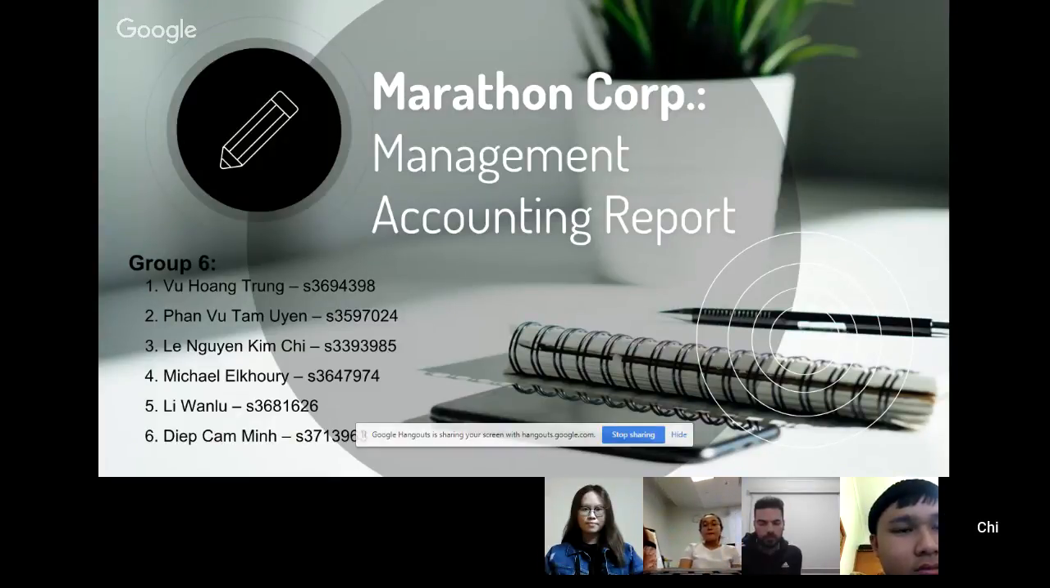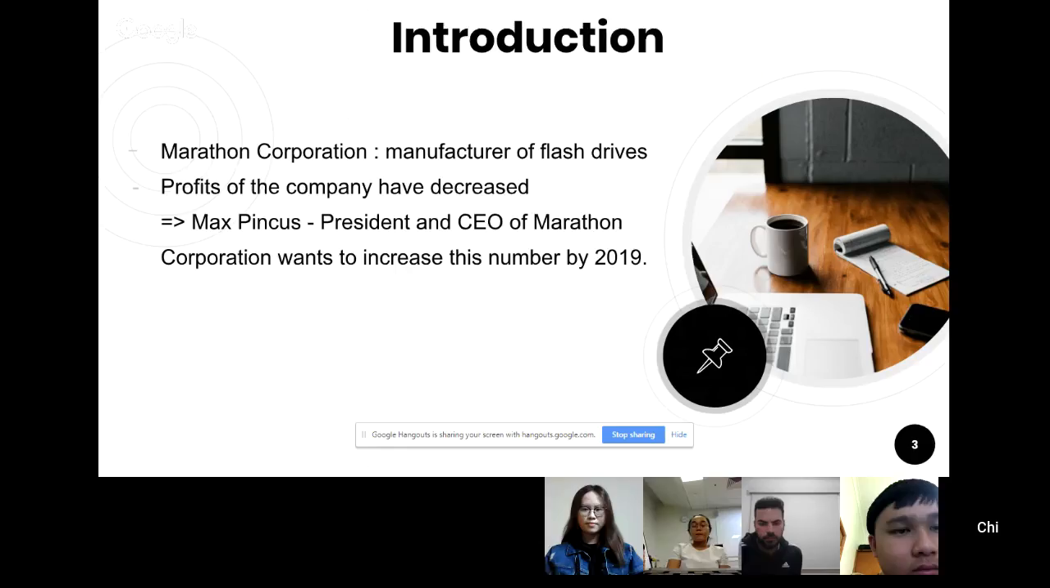Hi everyone, the President of Marathon Corporation, Max Pickers, called upon the management accountant team to help with future planning for the business. Currently, Marathon Corporation's profit has been falling in recent years. Max wants to discover exactly why it is happening. He has assigned our team to clarify the data by analyzing figures like project profit, contribution margin, and break-even point.